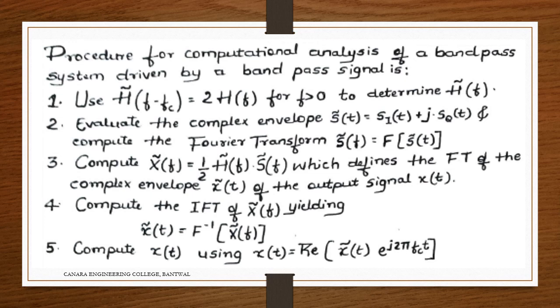But when we did it in the frequency domain, we did it in simple steps. We took H(f) by neutralizing f less than 0, and determined H̃(f). Then we differentiated the given input spectrum in terms of in-phase and quadrature components. We calculated the Fourier transform. Then we took half of that and got the complex envelope of x(t). And then we took an inverse Fourier transform.